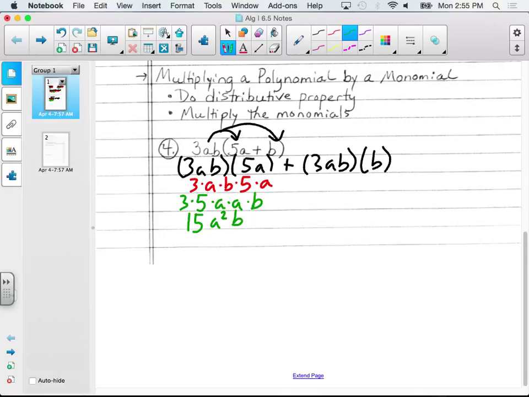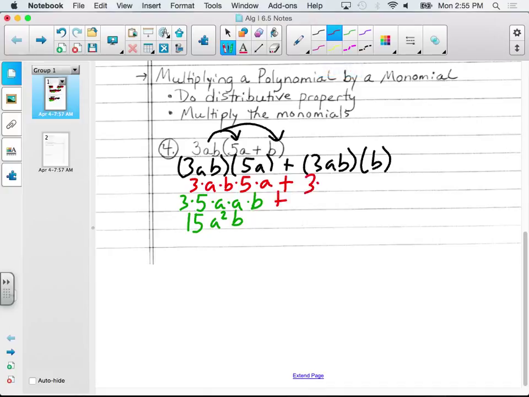Alright, fair enough. Alright, so, did everyone get the first multiplication thing done? Did everyone get 15a squared b? Yeah. That's good. So, we did our first multiplication, now we can do the second one. And we just keep on bringing everything down.